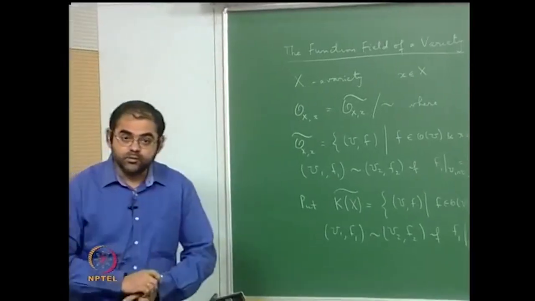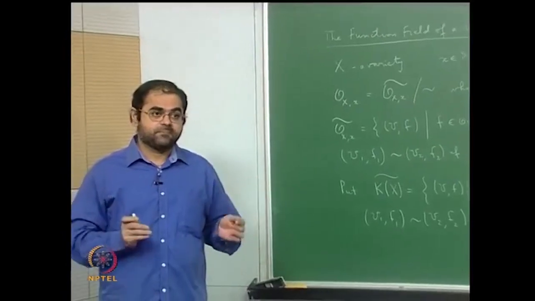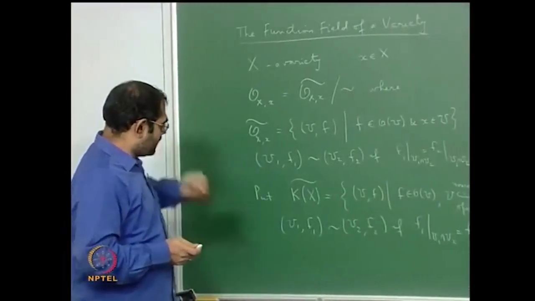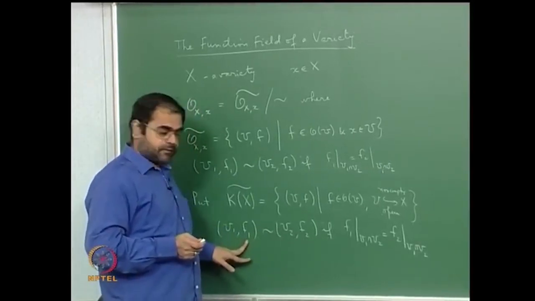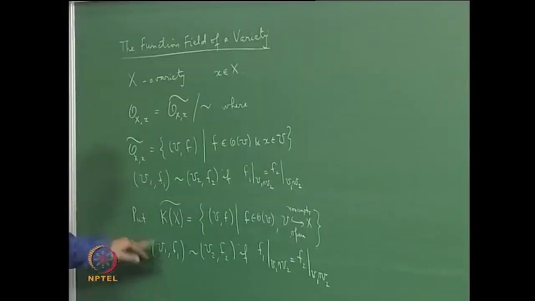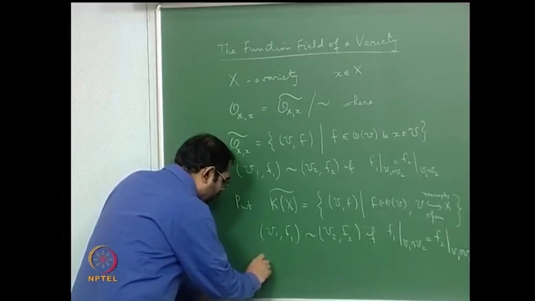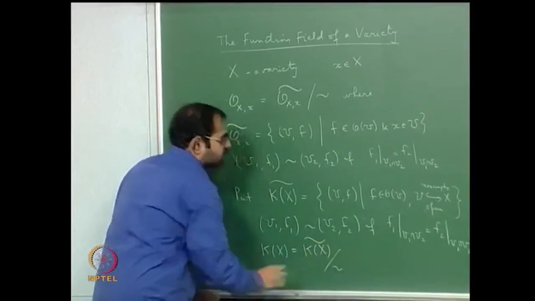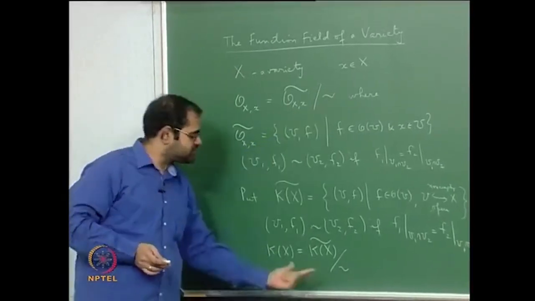The problem is that the open sets are huge, they are dense, their closure is the whole variety, and any two non-empty open sets will intersect. So it is enough to require that f1 and f2 coincide in a non-empty open subset of u1 intersection u2. So this equivalence is the same as the equivalence here, only you are not focusing attention at a point. And then you put kx to be kx tilde mod the equivalence. When I write mod equivalence I mean equivalence classes, so this is a set of equivalence classes, and this is also a set of equivalence classes.